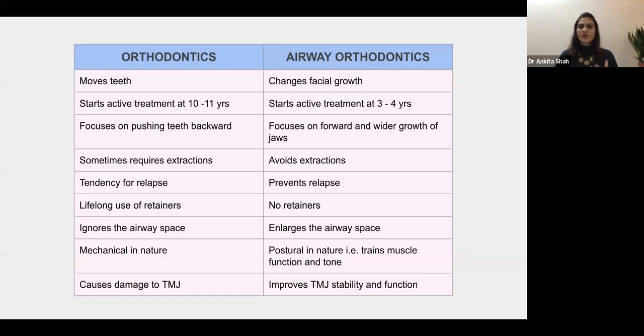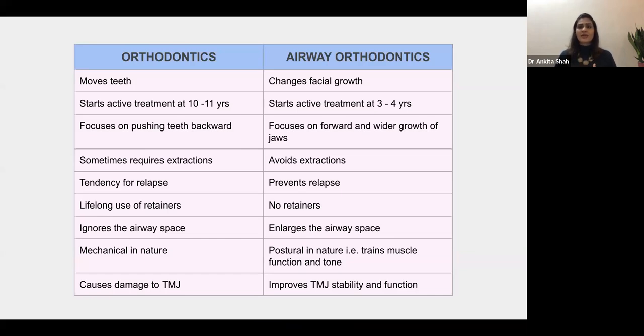So in orthodontics, we generally move teeth, whereas in airway orthodontics, we are going to cause a lot of change in facial function and facial growth. Orthodontics only starts after all the teeth have erupted, whereas airway orthodontics actually focuses treatment from 3 to 4 years of age. In orthodontics, we focus on pushing the teeth back. In airway orthodontics, we want to focus on bringing the jaws forward. It has to be nice and wide as well.